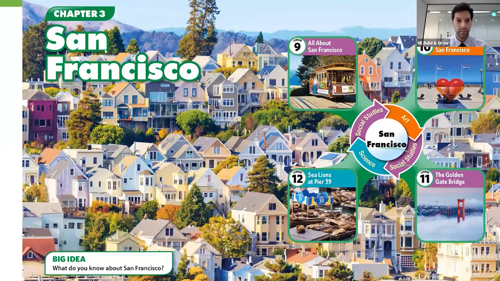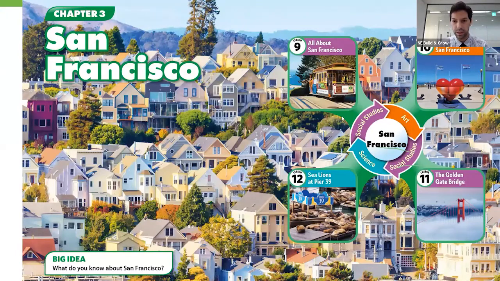All right, so here we have a chapter, right? And this chapter is out of one of the lower levels. This is a starter level 3 book in the Insight Link series. And this is about San Francisco. So as you can see, we're going to be learning about San Francisco from a lot of different perspectives.